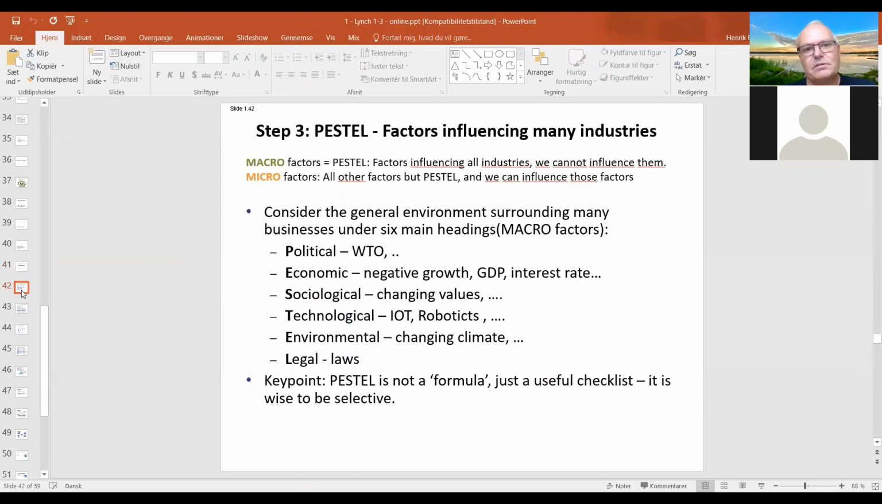Then the next step, PESTEL. These are factors that we find in our environment. Now, just for a moment, imagine that you are in a company, you have gone indoors, and you are inside, looking out the windows. Now, what can you see outside?